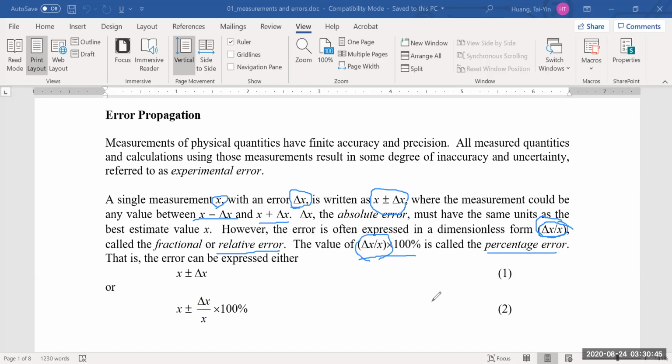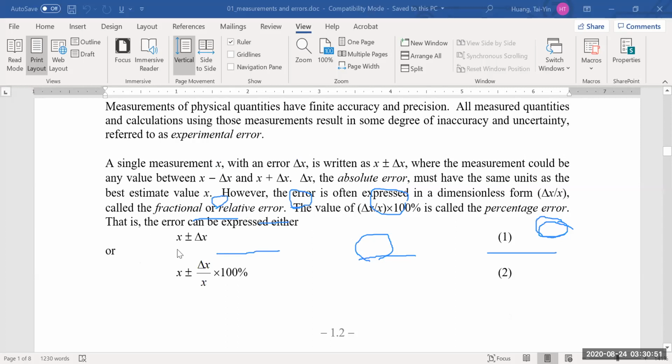So your measurement can be represented. If that's a measurement, there's always uncertainty associated with it. So you would express your measurement as x plus or minus delta x, or x plus or minus delta x over x times 100%. This term is actually the percent error.